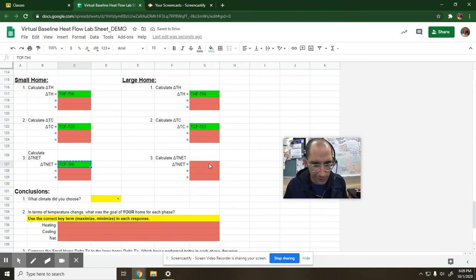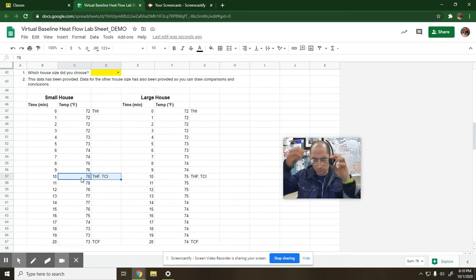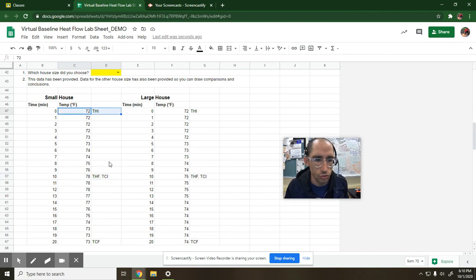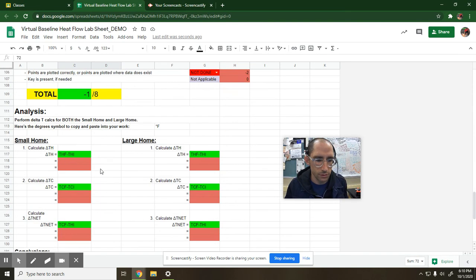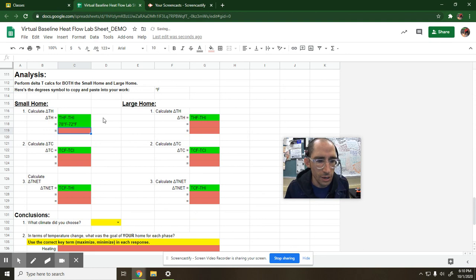I got a green. I did it. Is my thing still on? Uh-oh. 78 is THF, minus 72, which is your THI. All right, 78 minus 72. I got a green. 78 minus 72 is 6. Wow, I got it. I'm good.